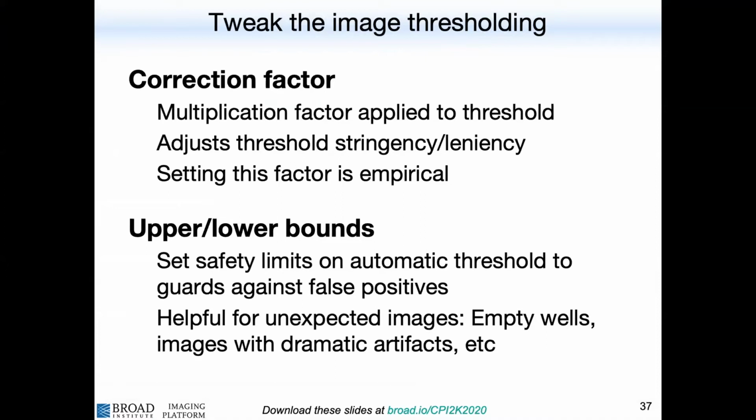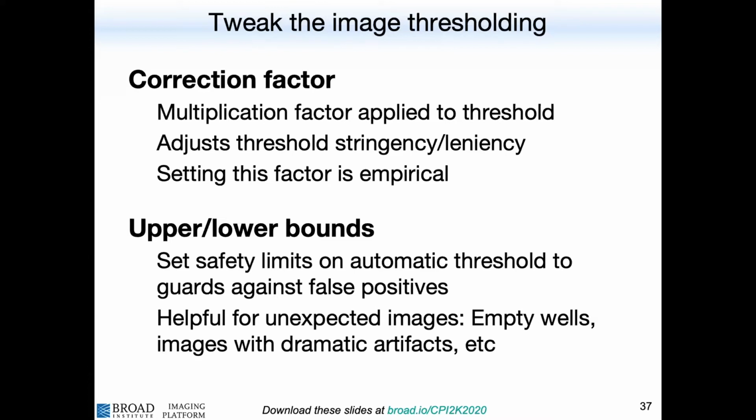To tweak the threshold, you can apply the correction factor. If your threshold is always a little bit too strict or too lenient, you can apply the correction factor. For example, we can multiply the threshold by 1.5 or bring it lower by multiplying it by a smaller number. We typically want to stay close to 1 because we do want to trust the algorithm that was picked for the analysis. But if CellProfiler is always a bit too strict or a bit too lenient, then you can adjust this threshold.